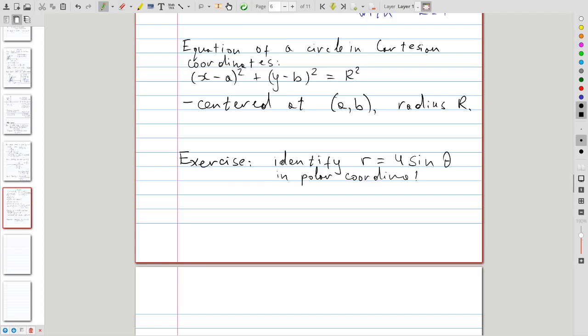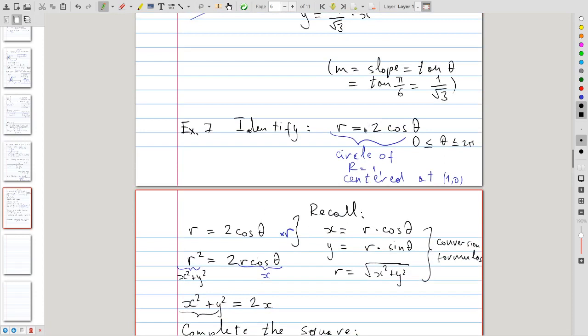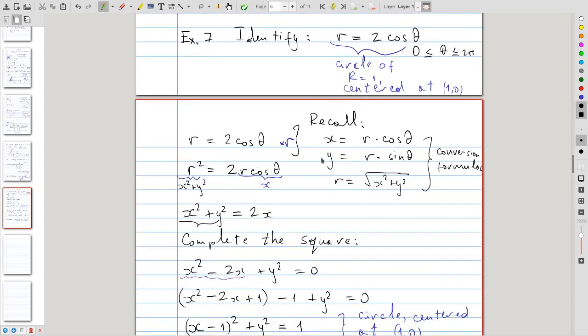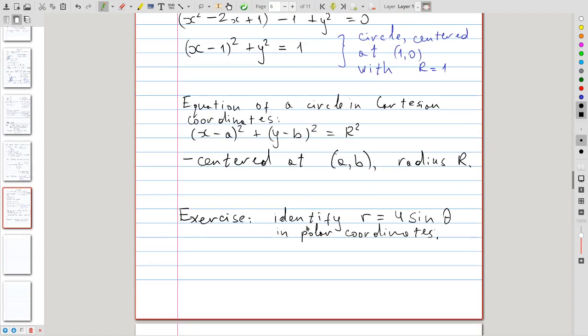And so all I did here, compared to the previous example, was I replaced cosine with sine and 2 with 4. So if you argue in a similar way to what we did over here, you will see that this also corresponds to a circle, albeit with a different center and a different radius.